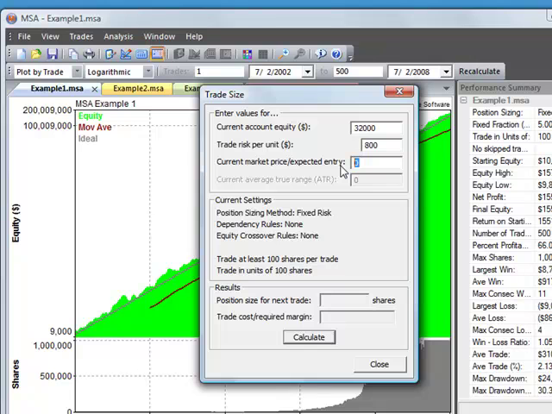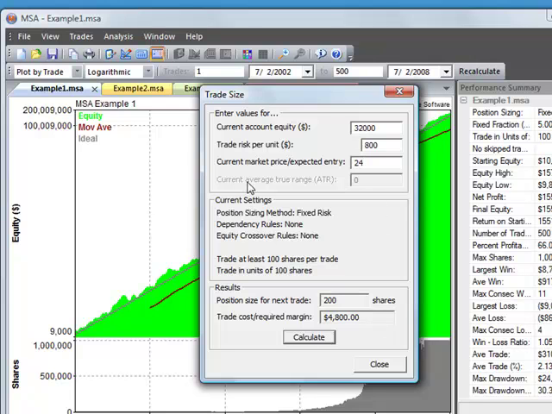And to calculate the cost of the position size, we need to enter the approximate entry price, and then just click enter or hit the calculate button, and it'll tell us in this case we need to take 200 shares for the next trade, and that will cost $4,800.